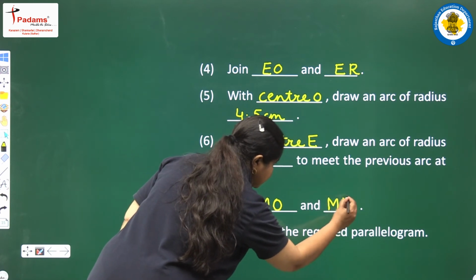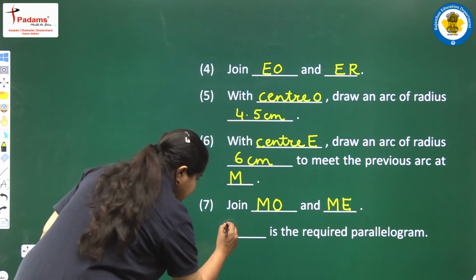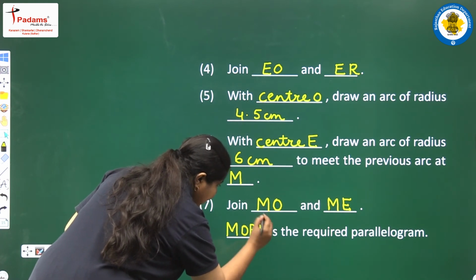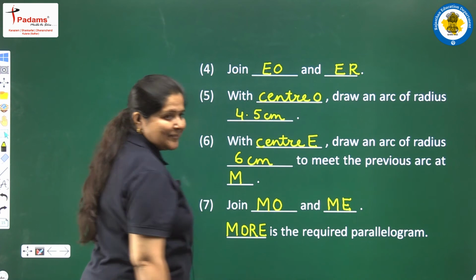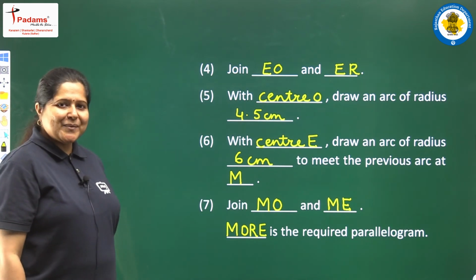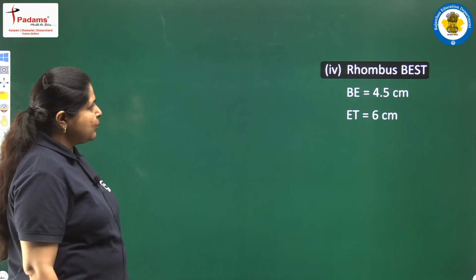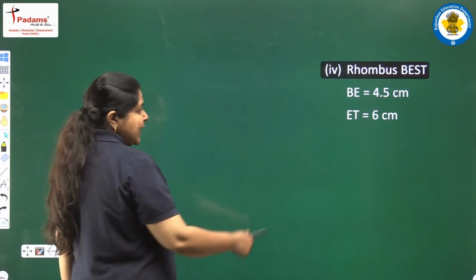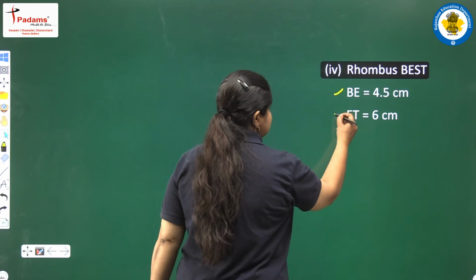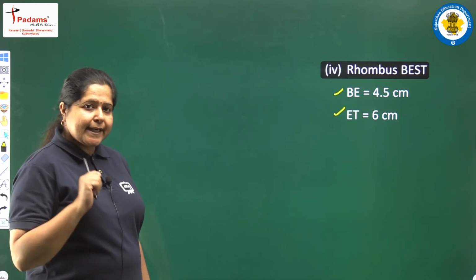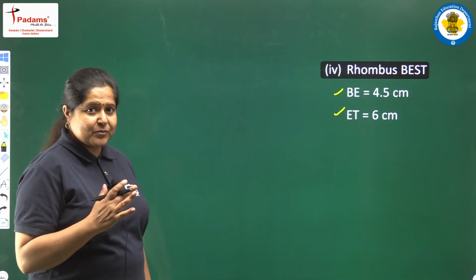With this we get MORE as the required parallelogram. Clear to you? Next we have a rhombus. We need to construct one rhombus, BEST. Here we have been given only 2 measurements. Again we will be using the property of a rhombus and then we will be getting back 5 measurements.